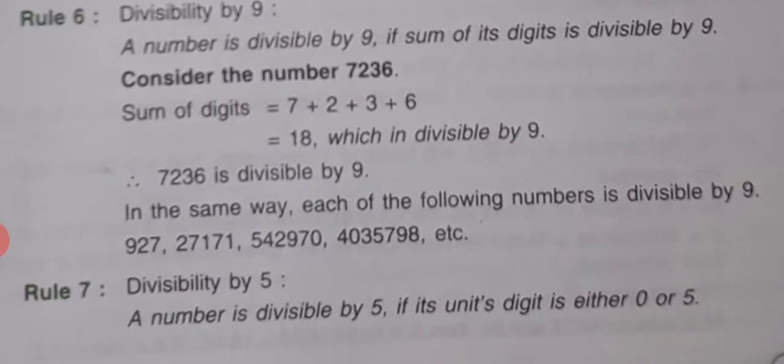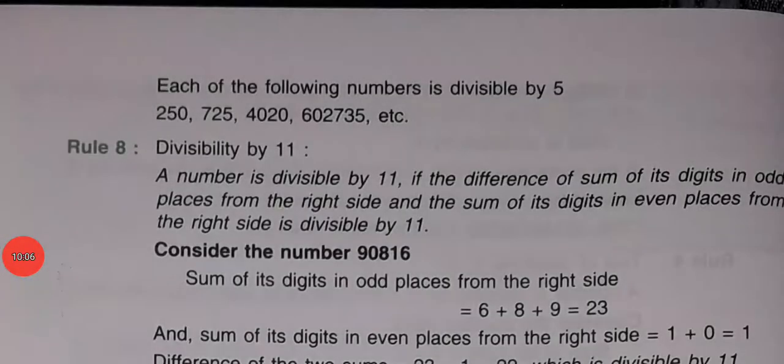Next, coming to rule 7, divisibility by 5, and it is so easy. A number is divisible by 5 if its units digit is either 0 or 5. You all know this. Let's take some examples like 250, 725, 4020. You can see all the numbers have 0 and 5 at its units place. So obviously it is divisible by 5, and this is well known to you.